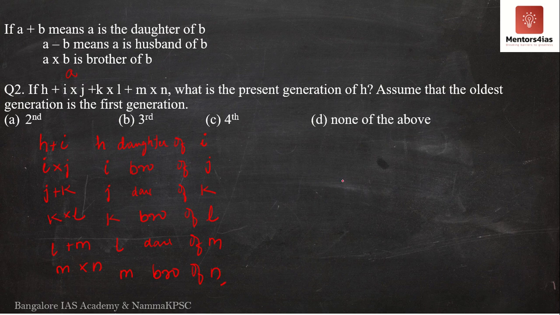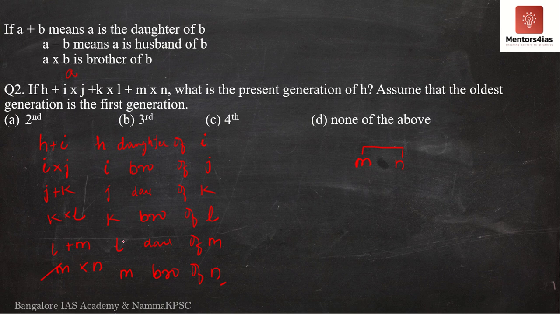So here the question says, based on this relationship over here, M is the brother of N. Now we don't know who the parents of M and N are, but M is the brother of N. So we are done with this one.